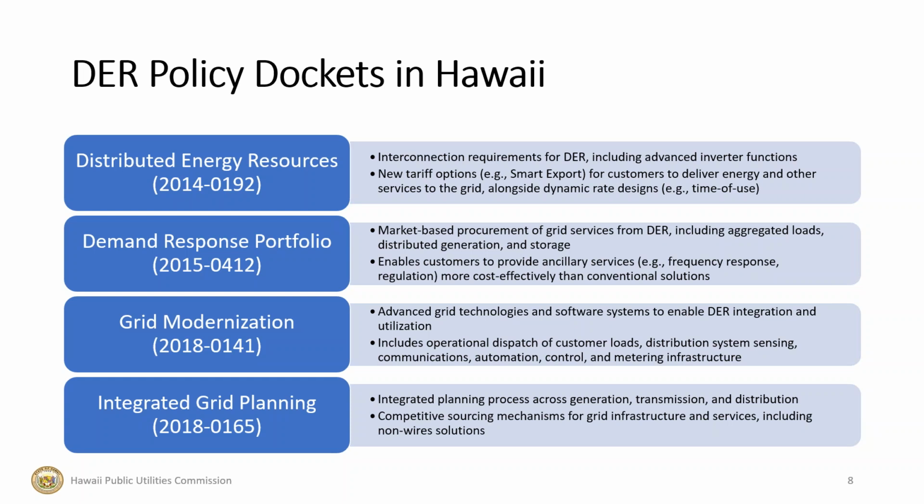And finally, we have a new planning process called integrated grid planning, which is just getting underway this year. It will continue for another 18 to 24 months from now. The utilities are attempting to integrate what were previously disparate planning processes in generation, transmission, and distribution, as well as do more accelerated competitive solicitations and procurements for grid infrastructure and grid services, including non-wire solutions. So this is a very ambitious and challenging effort that's underway now.